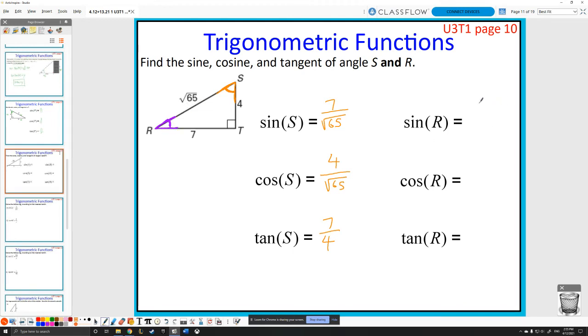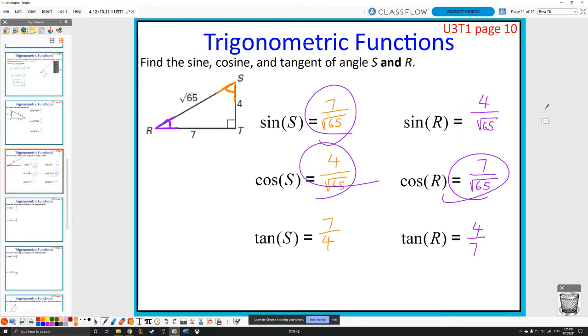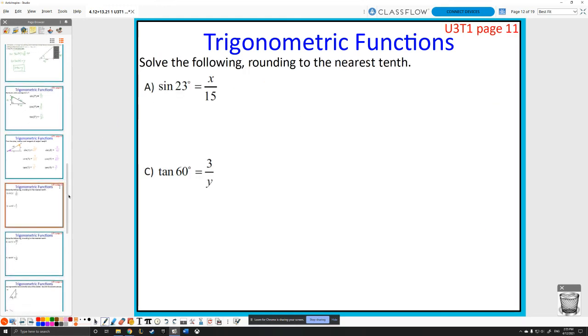My sine of r is now 4 over the square root of 65. My cosine is 7 over the square root of 65. My tangent is 4 over 7. But notice that all these numbers are pretty much repeated, which should make sense because the only thing that's different is that my opposite and adjacent switch places, but that's it. Now, these are all just more practice.